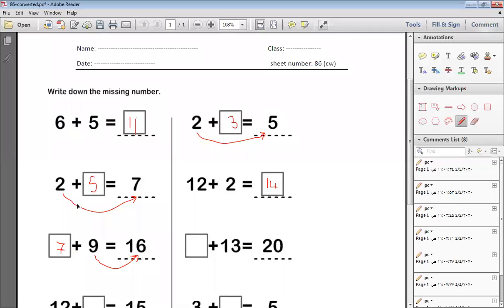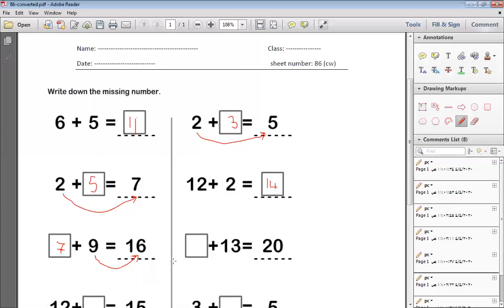Okay, if I want to make sure, how will I make sure if my answer is right? I will put the bigger number, which is the 9, in my mind, and the 7 on my fingers and start counting after the 9, 10, 11, 12, 13, 14, 15, 16. Yes, my answer is right.